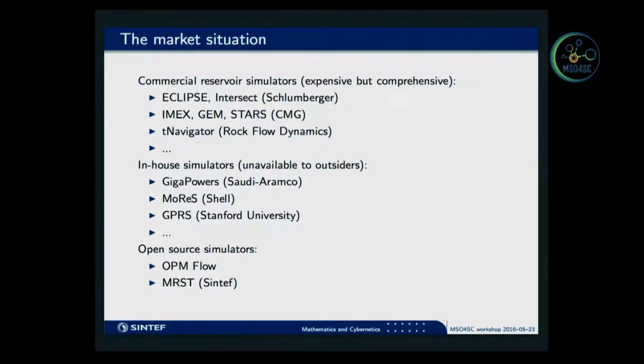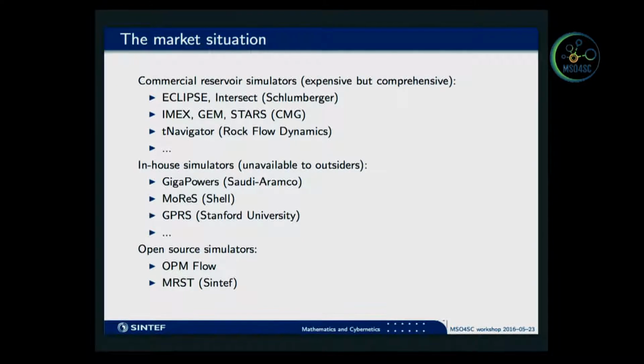There are many more. Intersect is Schlumberger's latest reservoir simulator. They try to get people to replace Eclipse with Intersect. They're not succeeding 100% in that, because Eclipse still is very popular. Computer Modeling Group is another actor in this field. They have some highly regarded simulators. There's a Russian company that has a product called T-Navigator. There are many more. Each of these has its own special features or things they are particularly good at to attract customers.